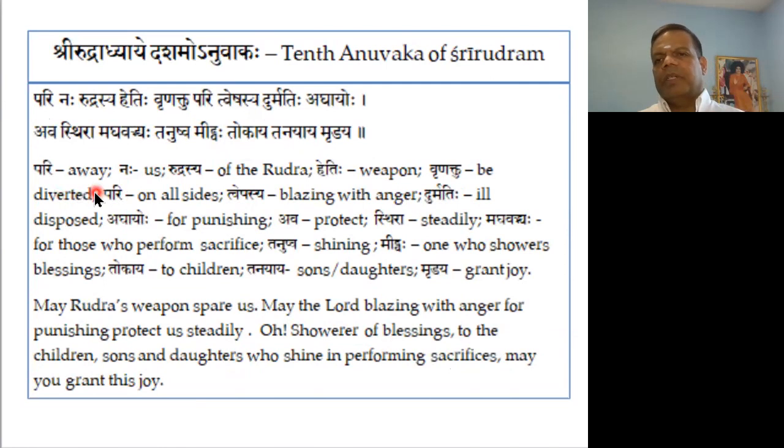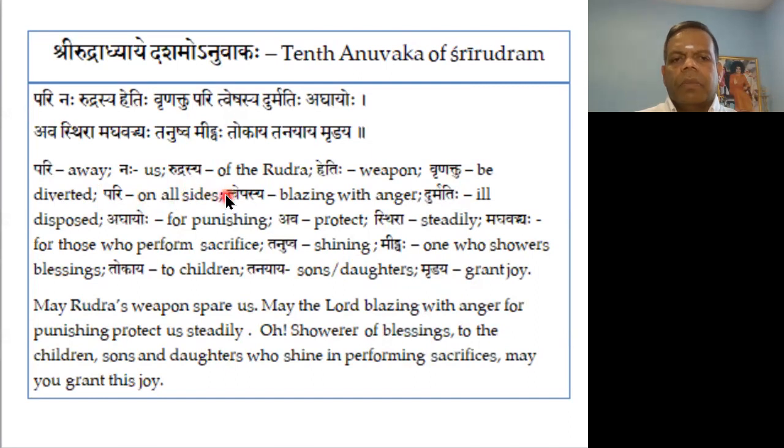Pari has multiple meanings because it's an affix or prefix which gets attached, and in different places it brings out different meanings because of the context. So in this, the meaning of pari is away. Parinaha, that's away from us. Naha has two or three usages. Of us, to us, things like that. Depending on the situation, the meaning would change.